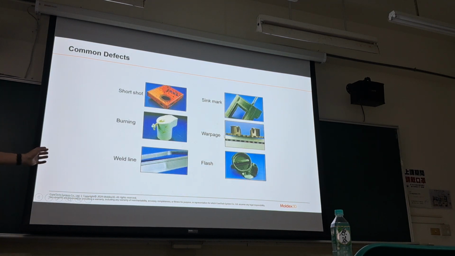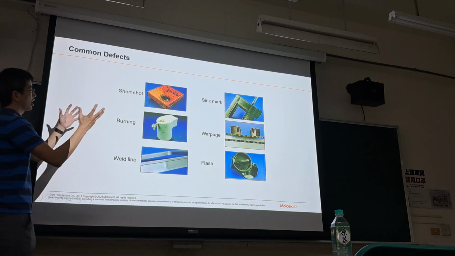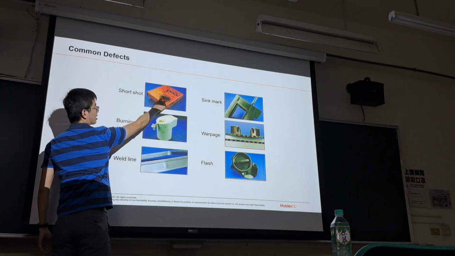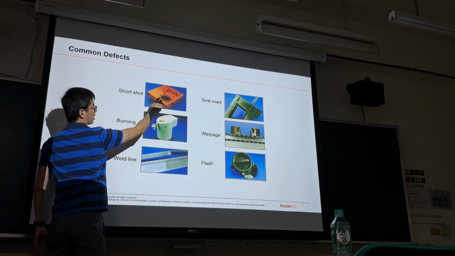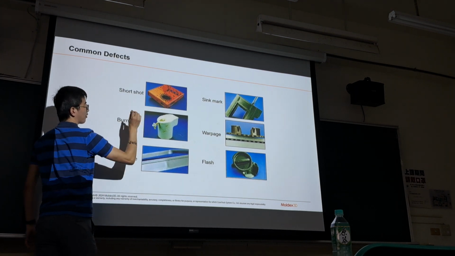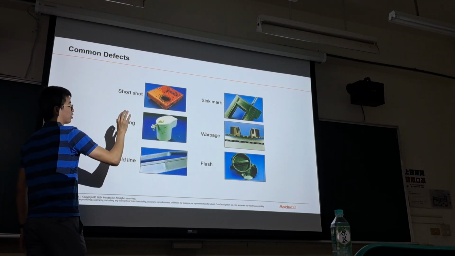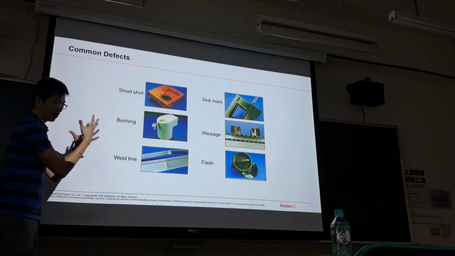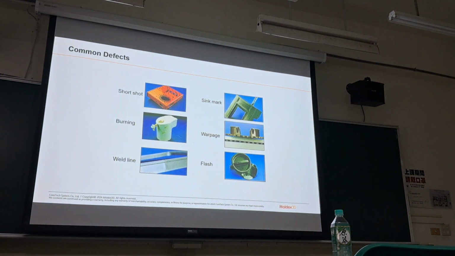And for this injection molding, sometimes we can have some problems. So those are some common defects. The first one is short shot. You want to have a completely filled mold, but sometimes you cannot, since this is very thin. And once the melt goes into this region, it cools down, and it's very difficult to move forward, like frozen. So you cannot have a complete shot. So this is short shot.